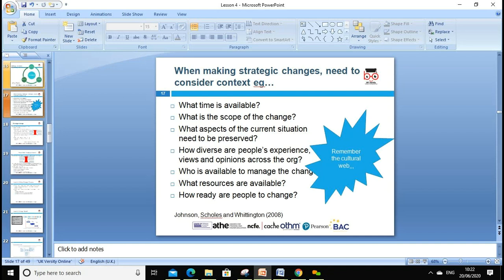What resources are available for the change? We want a high tech company, but we don't have the money. How can we make the company high tech? How ready are people to change? We need to think about whether people are ready for change or not.